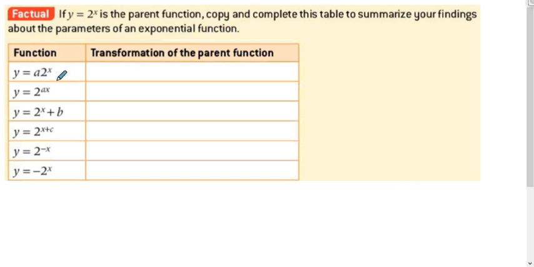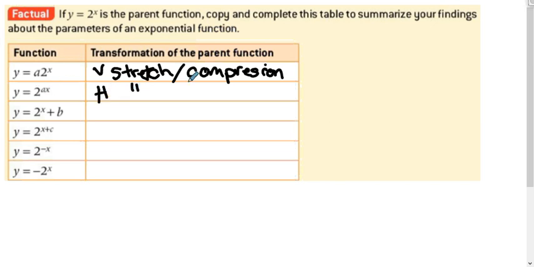So if there's an a in the front, that's actually affecting your y value. That is a vertical stretch or compression. Also called a dilation from geometry. Whereas here the a is up top with the x. So this is physically attached to x. That's going to make a horizontal stretch or compression.